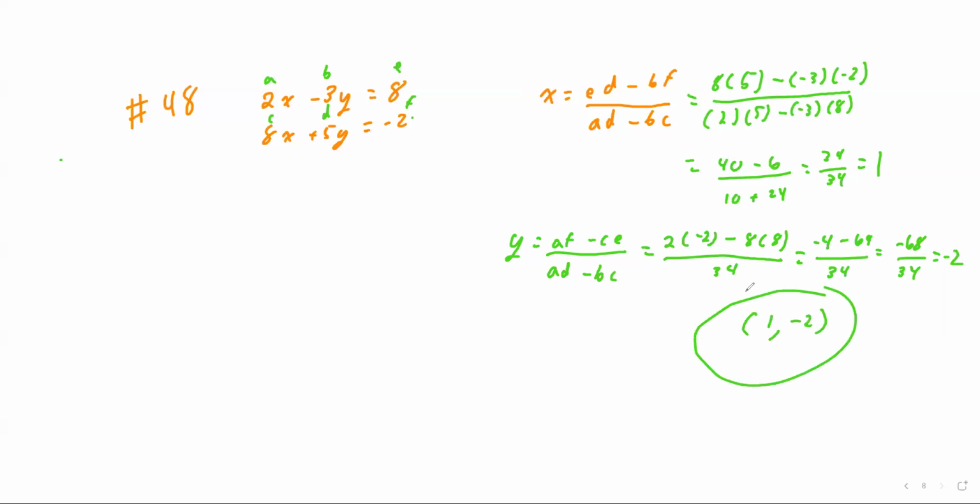So instead of having to solve this by elimination, by graphing, by substitution, by matrices, I instantly have the answer using Cramer's rule by just simply plugging it into its formula. All right, let's do one more to make sure you have another example. So let's look at, what was that one? 48. So let's look at number 49.